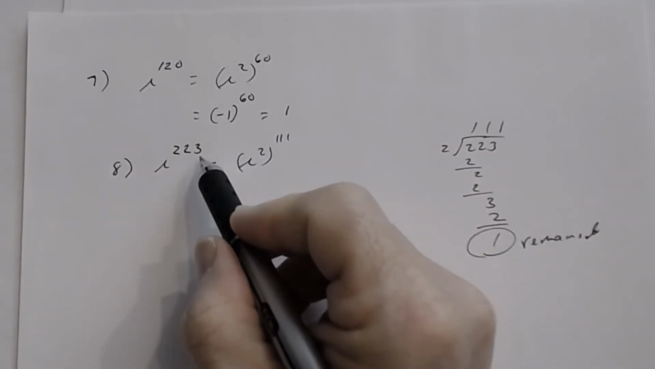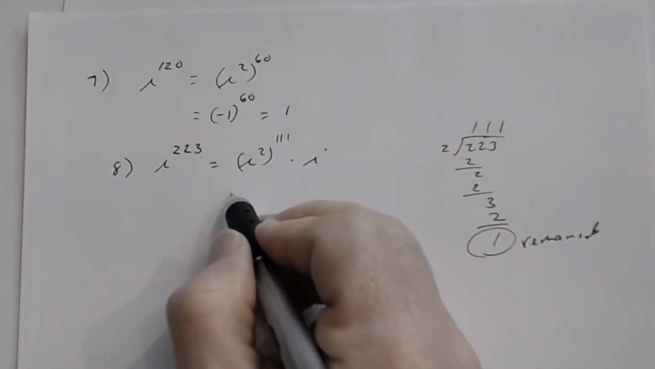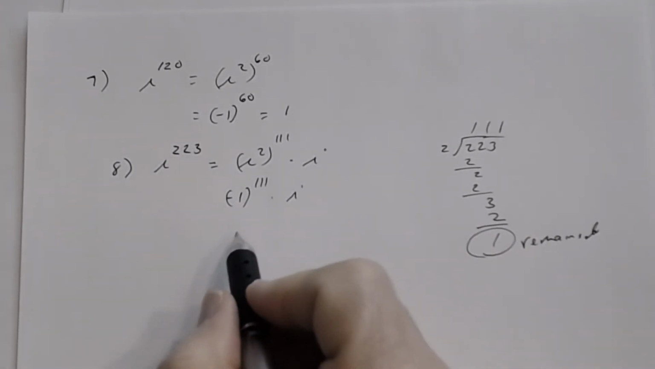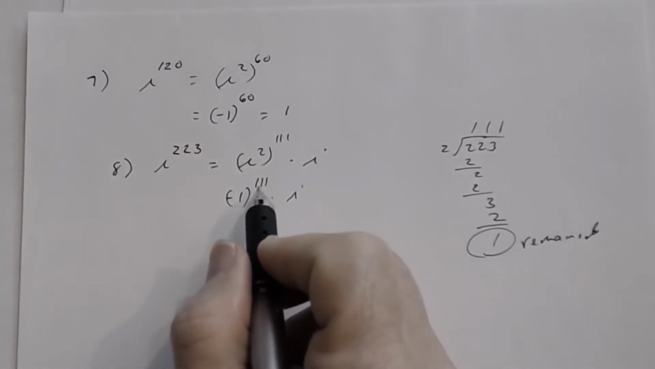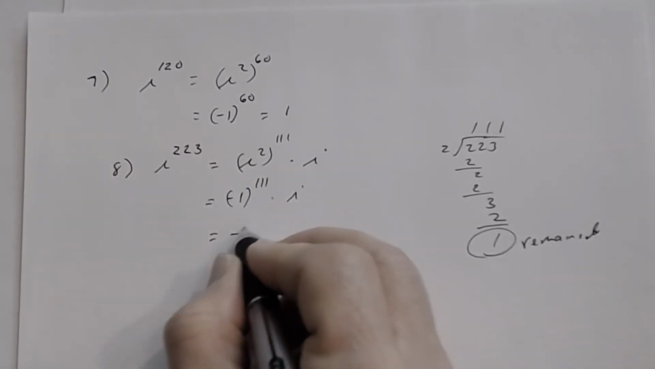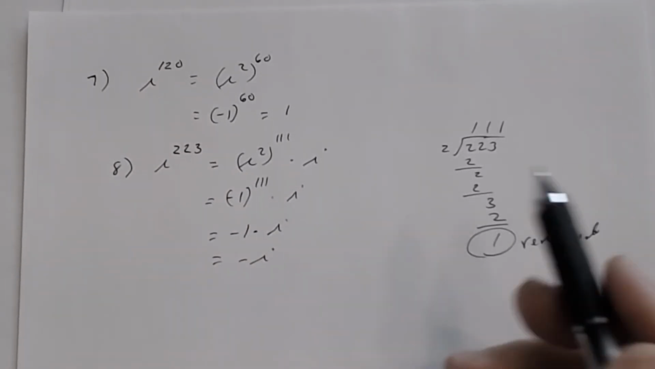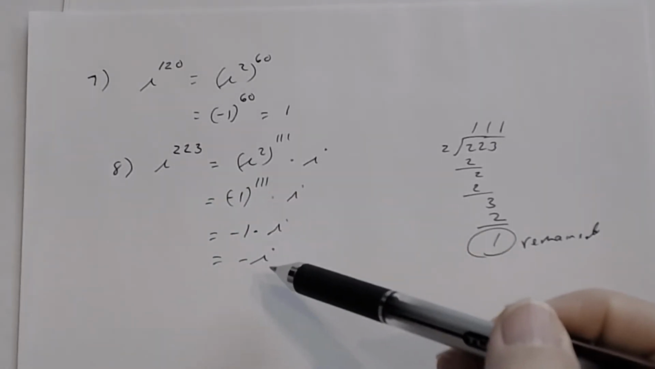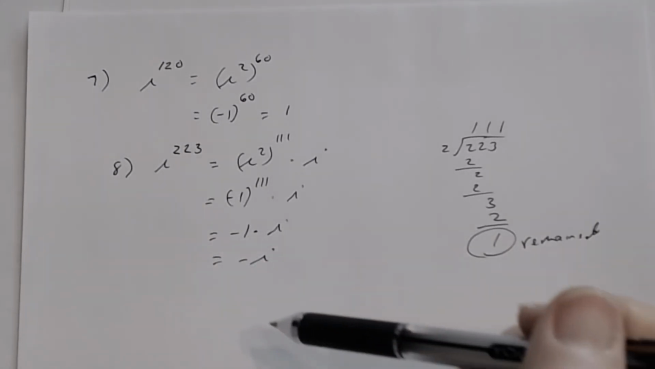2 times 111 is 222, times I. And so this is negative 1 raised to the 111th power times I. And negative 1 raised to an odd power is always going to be negative 1. And so negative 1 times I is negative I. And so you know that since this was odd, your answer should have been either I or negative I, right? Okay.